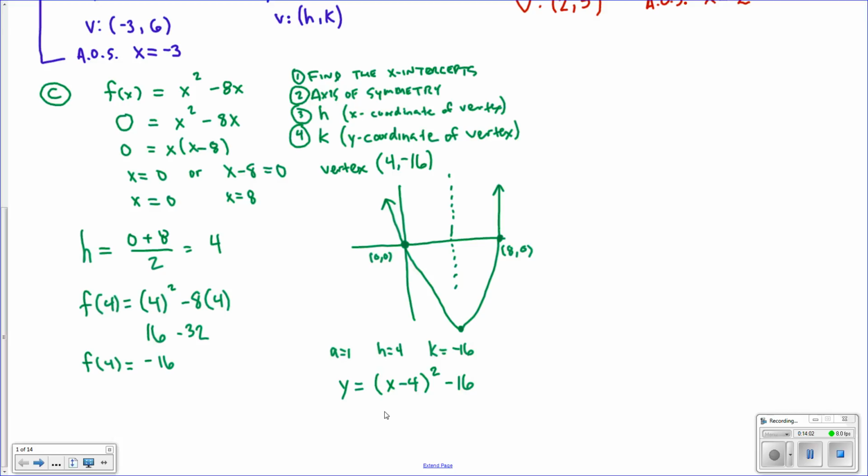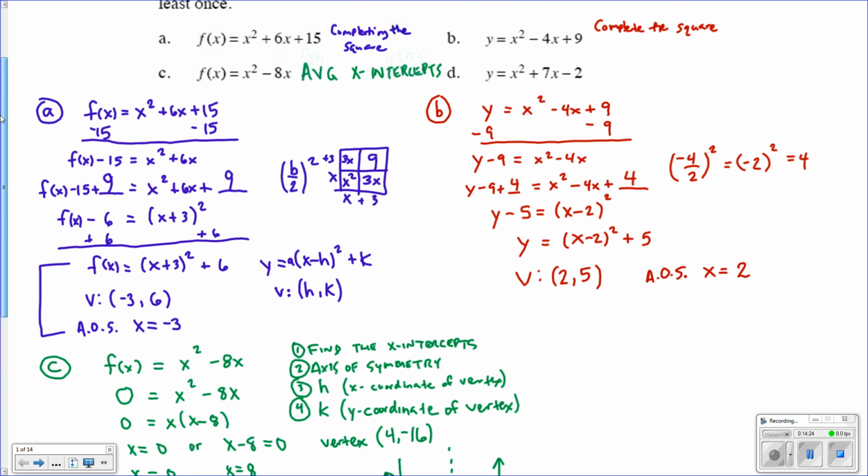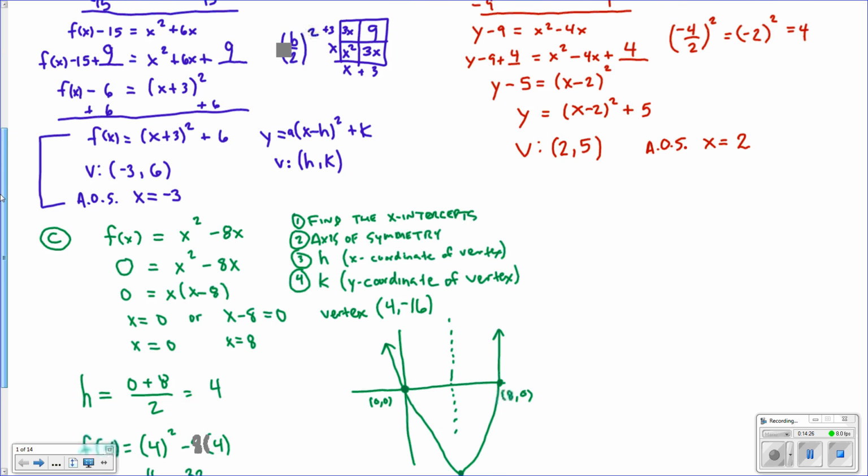The last part of it there is the axis of symmetry. Well, if we're looking at all the points here where x is equal to 4, that is the axis of symmetry. The AOS, or axis of symmetry, is x equals positive 4. Let's go ahead here and get into the last one. D, x squared plus 7x minus 2.